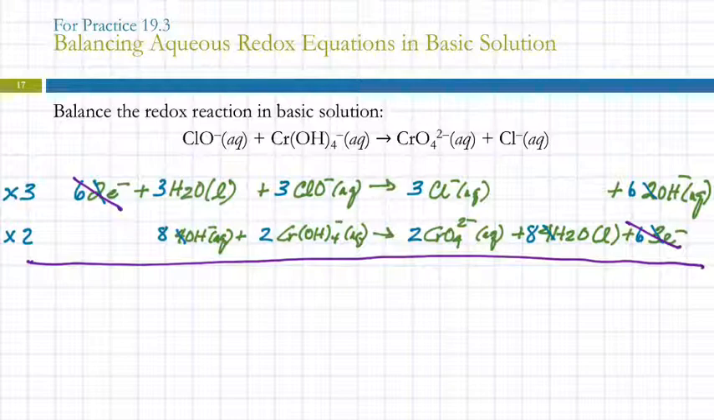This is the place where we could cancel out some other things, because we've done all the multiplying that's going to happen. So I have 3 water molecules on the left side, and I have 8 on the right side. So if I subtracted 3 water molecules from each side, these 3 would go away, and instead of 8 here, I'd have 5. Right? 8 minus 3 is 5.